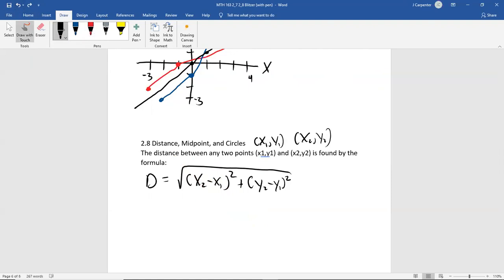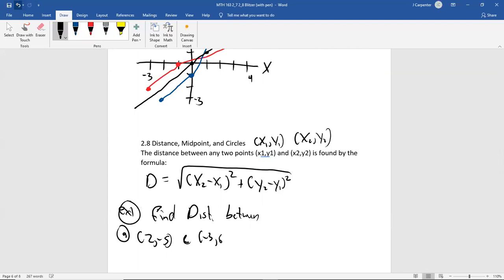All right, so for example 1, find the distance between, and for A, we're going to have 2 comma negative 5 and negative 3 comma 6.